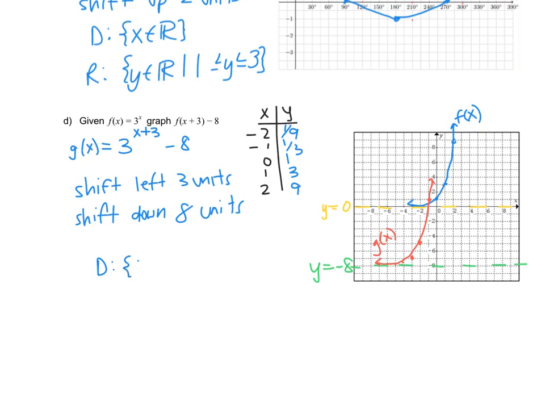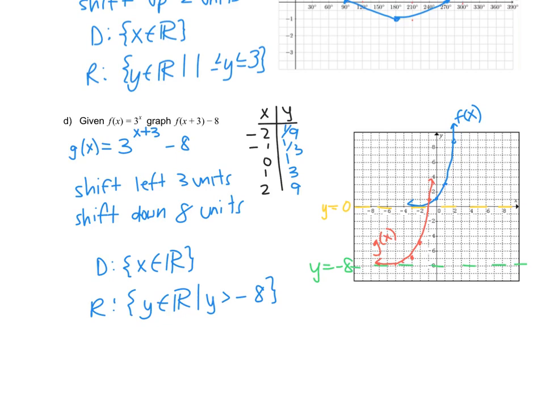And for your domain, it should just be x is an element of all real numbers. And your range should just be y is greater than -8, not equal to -8 because we have that asymptote there. So there we go. Those are our shifting transformations.